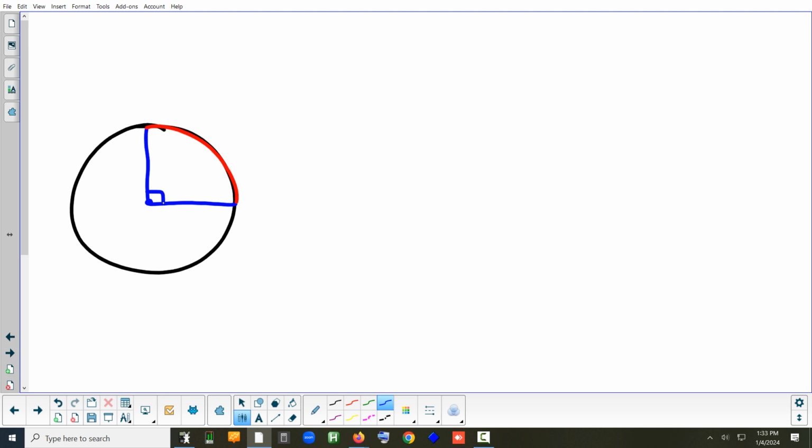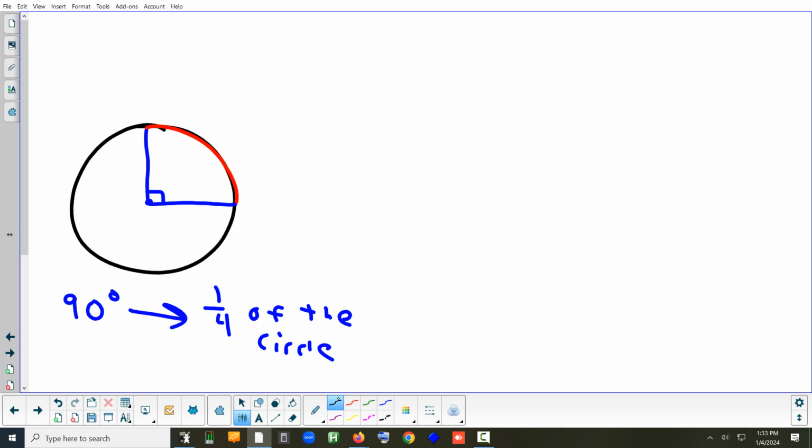Okay, how big is that angle? 90 degrees. Right, so that's a 90-degree angle. And the arc that goes with it takes up how much of the circle? A quarter. Takes up a quarter. So if you draw a 90-degree angle, you're going to make an arc that's 1/4 of the circle.